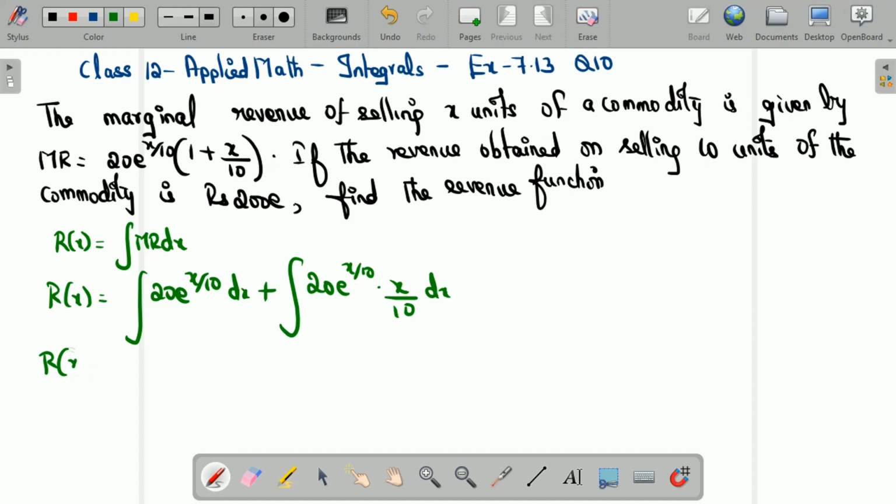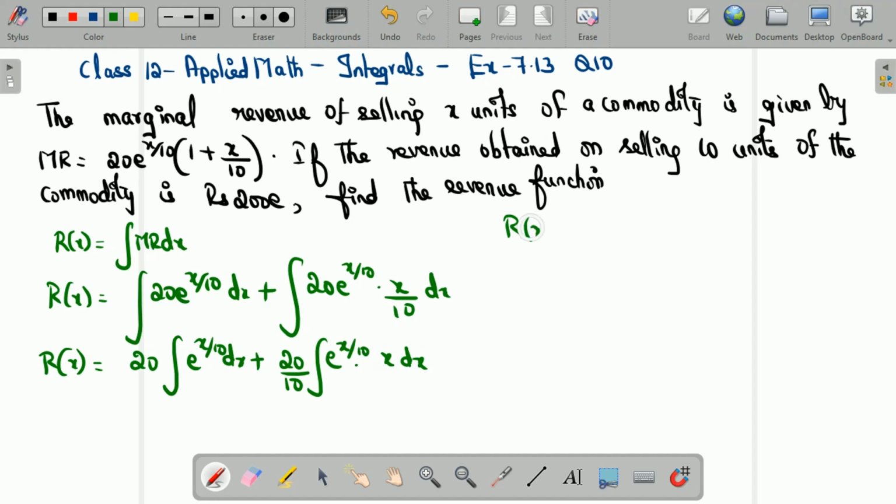So R(x) is nothing but, here 20 is common, so 20 into the integral of e^(x/10) dx plus here also take the 20 outside. So this is the integral of e^(x/10) into x, I'm going to keep that here, however I'm taking the 10 outside, dx. Now let's perform the actual integration.